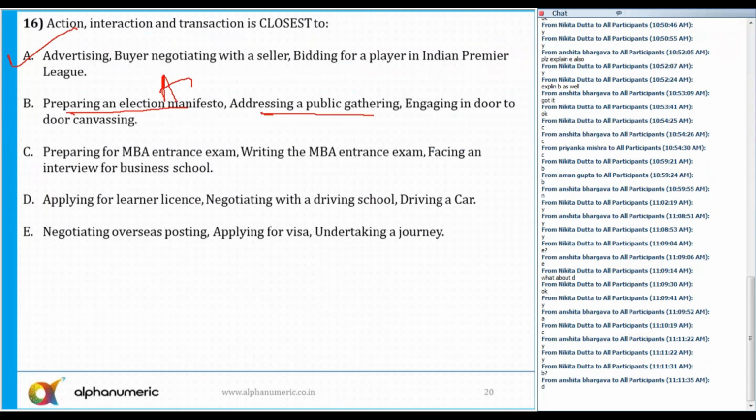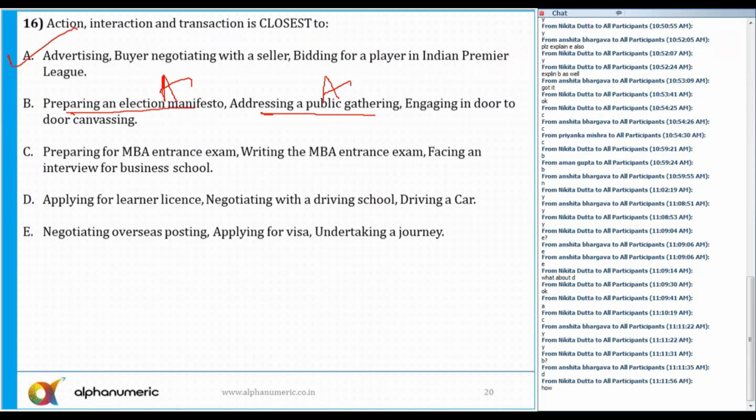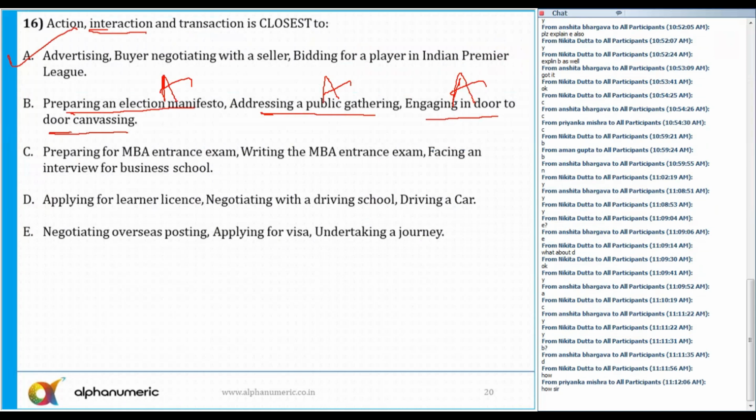You are addressing a public gathering. This is also action. It is not a two-way communication. You are engaging in door-to-door canvassing. Again, this is action. Please understand, in an interaction, there has to be two-way communication, isn't it?